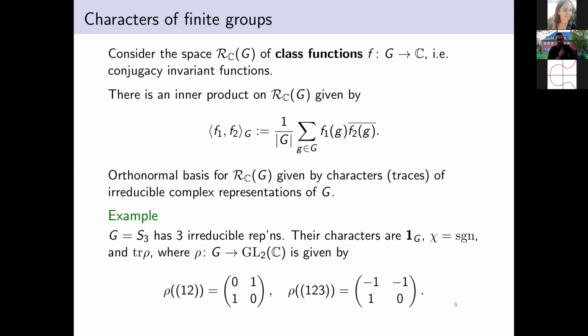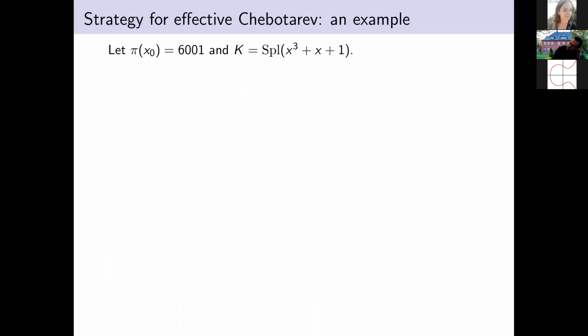Okay. So with this one-slide crash course in character theory, what I want to do now is consider an example of an effective Chebotarev problem. In particular, I want to look at the first 6001 primes and see how they split in this field here, which is an S3 extension. I'm saying 6001 here because this field is ramified only at 31, and so I'm getting 6,000 unramified primes. That's a nice number with respect to the size of the group, which is 6.